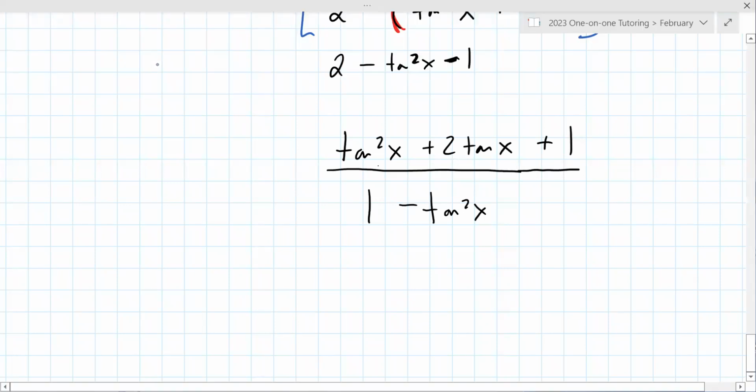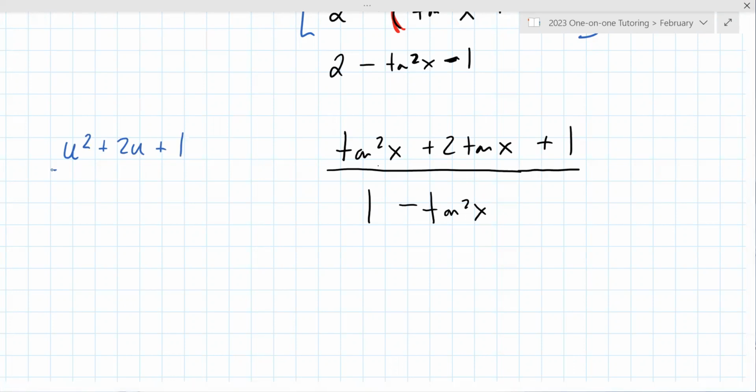So here's another strategy: rewrite it without the trig functions. That's the top. Does that look at all familiar to you? It does, as a matter of fact. How would you factor that? Well, this is a while ago. I have to remember that.